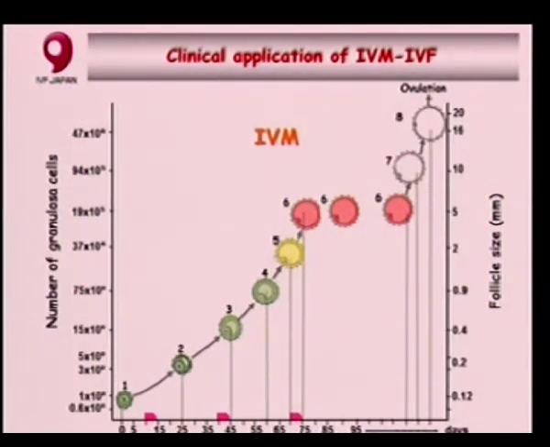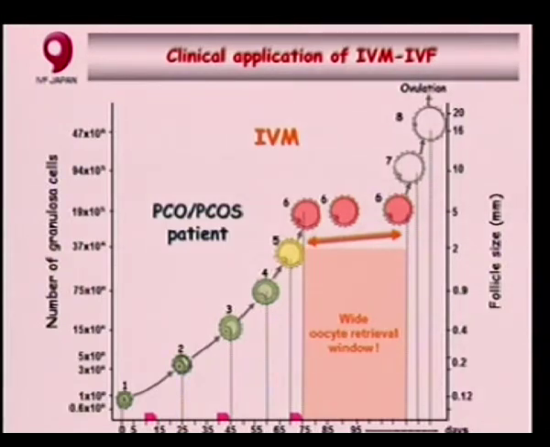For IVM, usually in PCO patients, this stage is pretty long. So for IVM, the wide oocyte retrieval window is actually a benefit not only to the patient but also to the physicians. It is very easy to be flexible in setting the retrieval date.